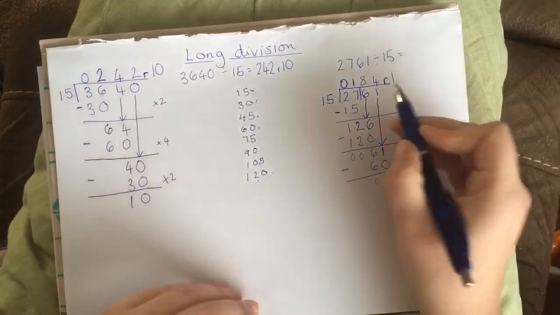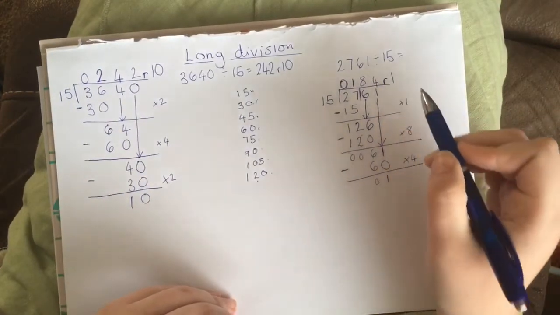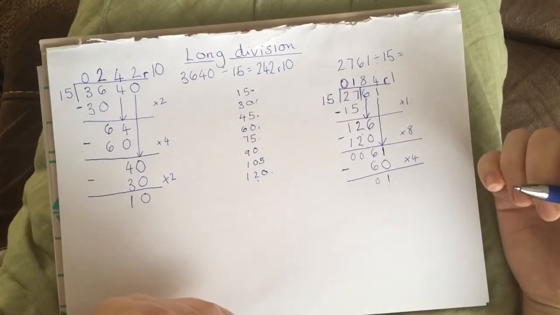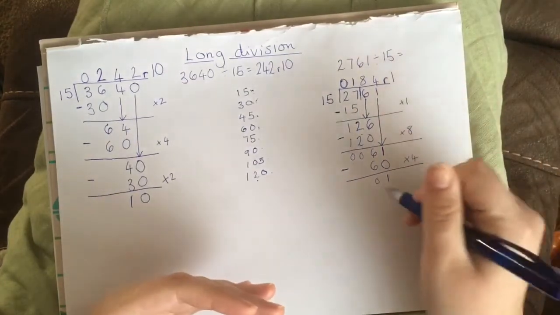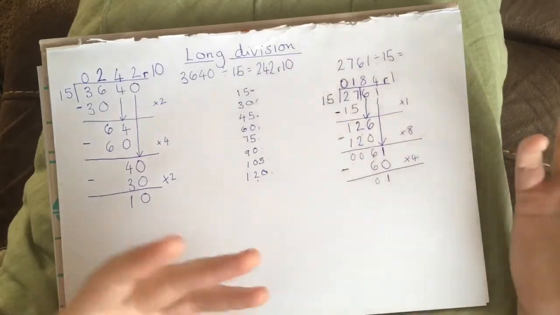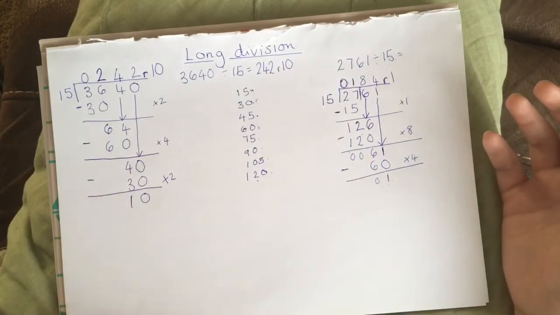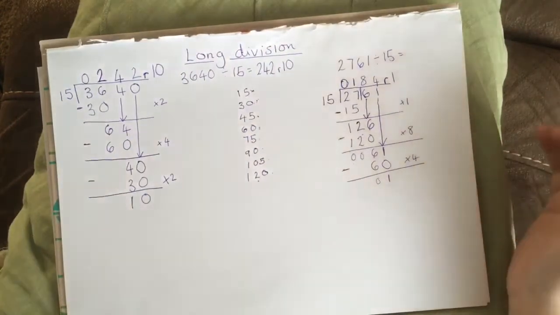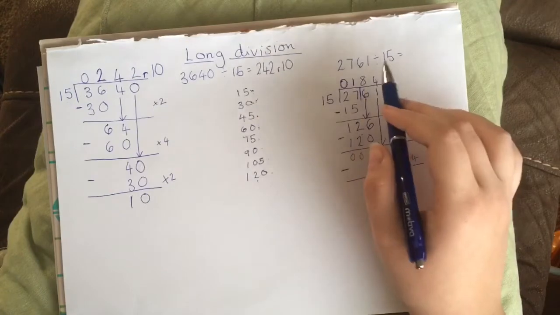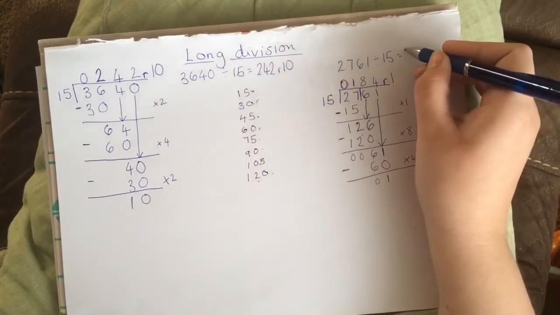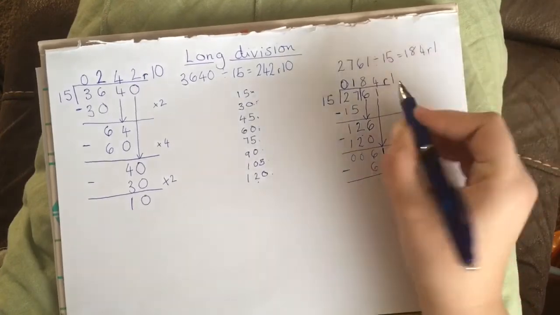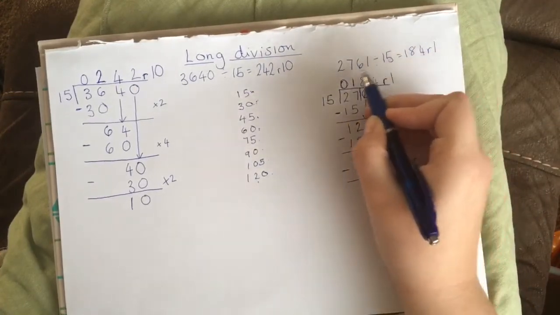Remember, when you do remainder, it's just a little r. So remainder 1. You can turn it into a decimal if you want, which means a lot more carrying on with just doing zeros at the end. But it's just as simple to do remainders at this point, and it's a lot less confusing. So the answer to 2,761 divided by 15 is 184 remainder 1. So I'm getting my answer from up the top here.